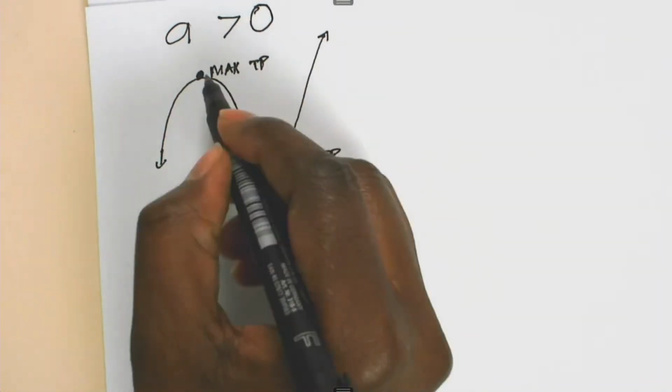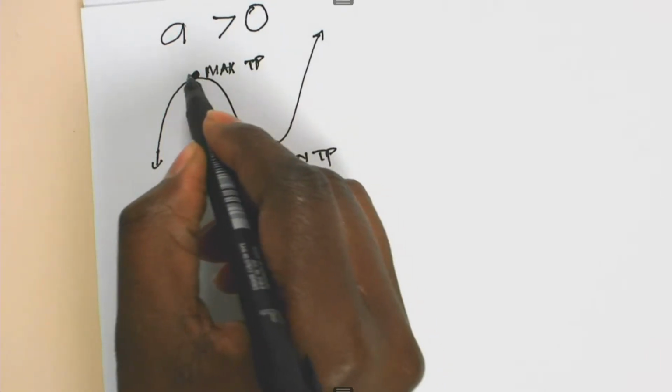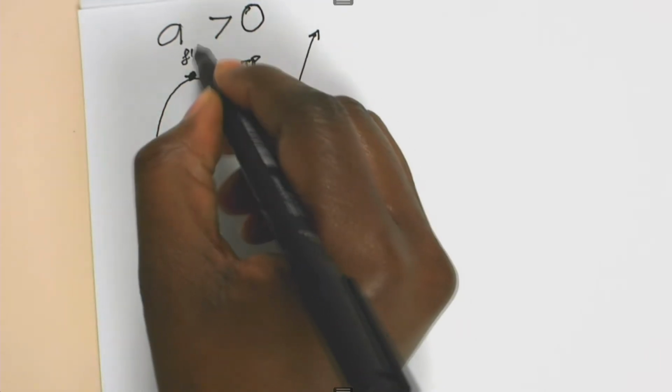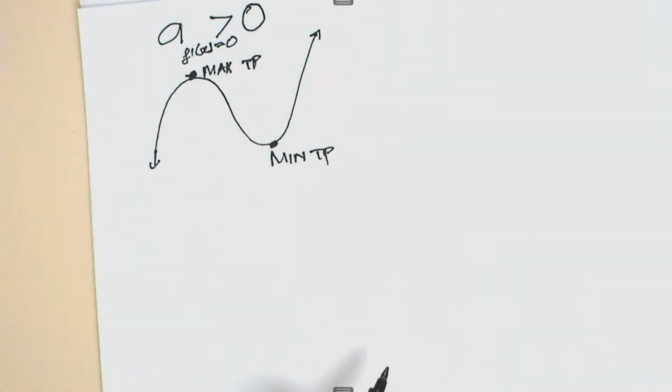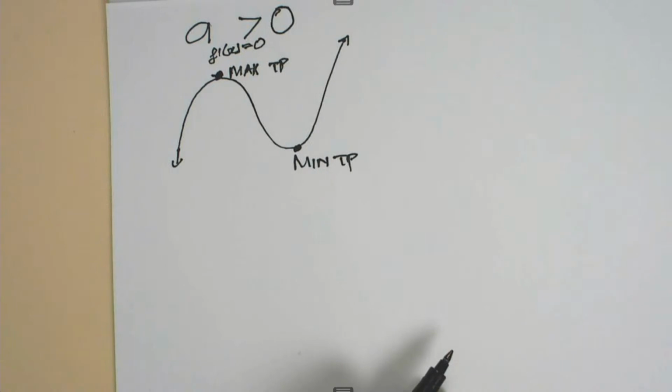Now, we are saying that at the turning point here, f prime of x is equal to 0. By f prime of x equals 0, we are referring to the gradient. The gradient at the turning point is equal to 0.